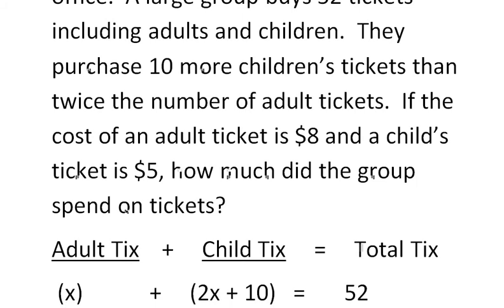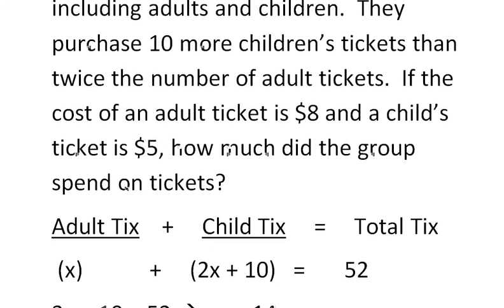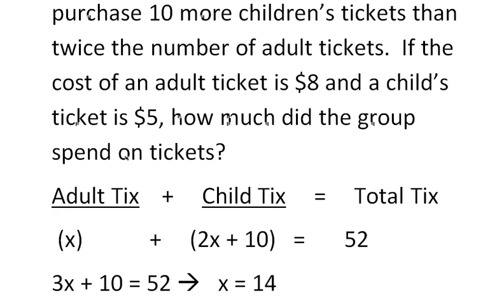So initially, I said, okay, I have x adults, or you could use A or however you want to do it. They purchased 10 more children's tickets than twice the number of adults. Twice the number of adults plus 10 more. So my children's tickets is identified by 2x plus 10. And that equals the total number of tickets, 52. So I could go ahead and solve this for x, and I'd find out that x is 14.